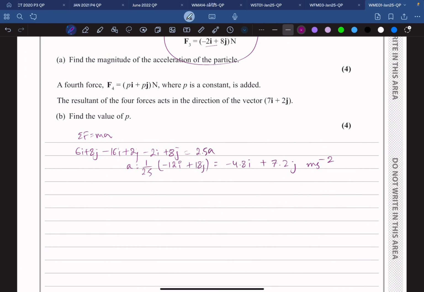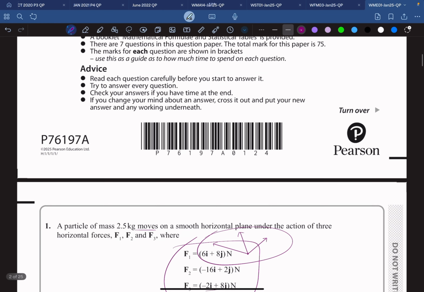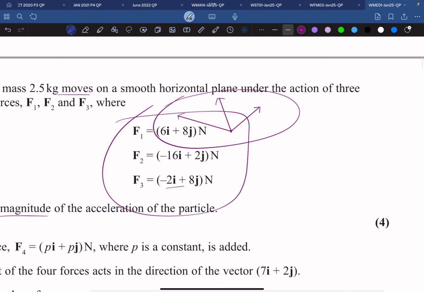This is not the end, because they're asking for the magnitude, right? We have to find out the magnitude. This is just acceleration in the vector form. What is the magnitude? Well, you remember how we drew the forces here in different directions? Well, these are denoted using vector forms, and each of these forces has a resultant. They are acting in a certain direction, and in that direction is where the force is actually being exerted.